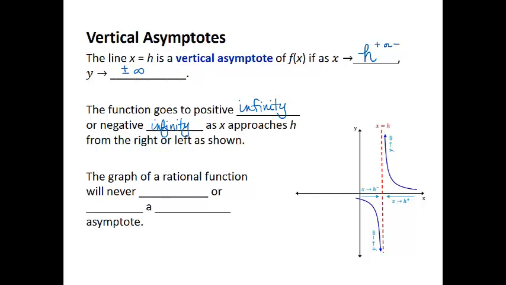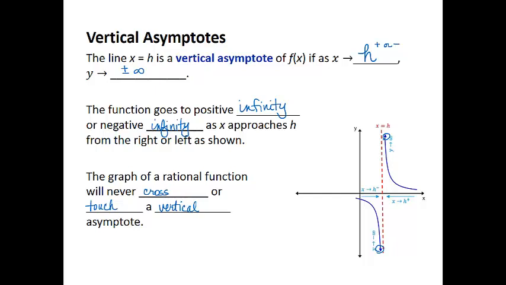So you can see from my graph here. When we look at the ends of the graph near that asymptote, we see that it's going either upward to infinity or downward to negative infinity. The graph of a rational function will never cross or touch a vertical asymptote.